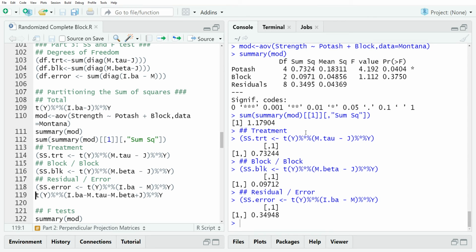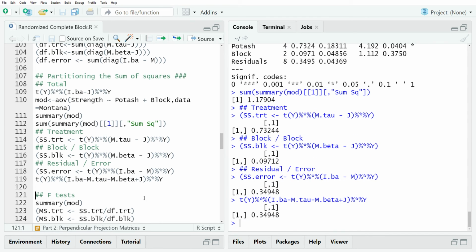And notice that this one I use Y transpose I minus M Y. But here I put in what M is, which is M tau plus M beta minus J. And if we run that, we should get the same thing, and we do.